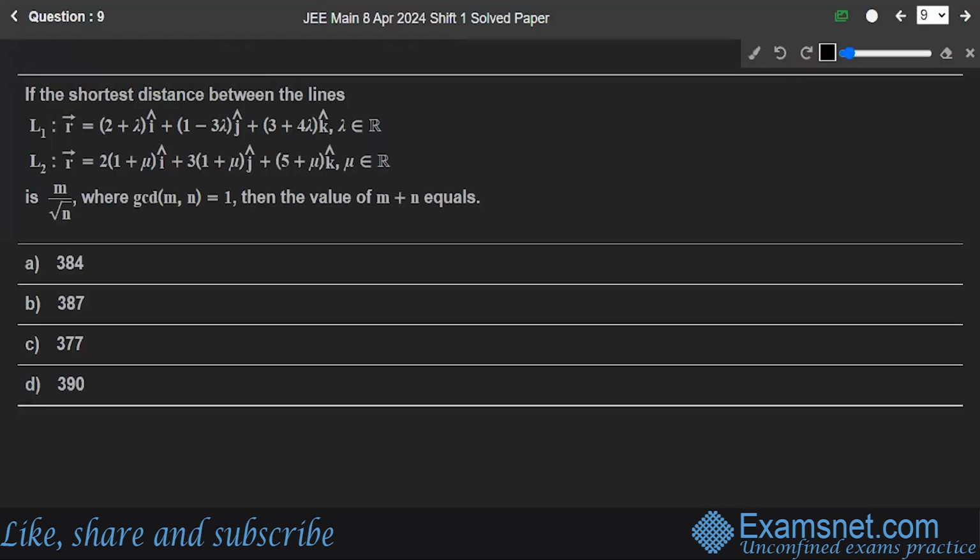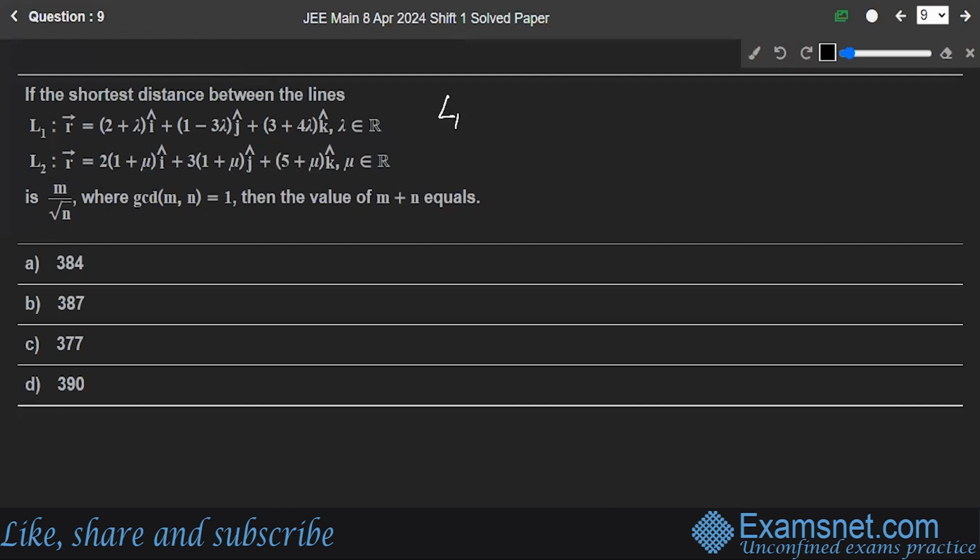Question number 9. If the shortest distance between these two lines is m upon root of n, where the greatest common divisor between both of them is 1, what is the value of m plus n? So you are having two lines over here. This is the first one, L1, and the second one is L2.